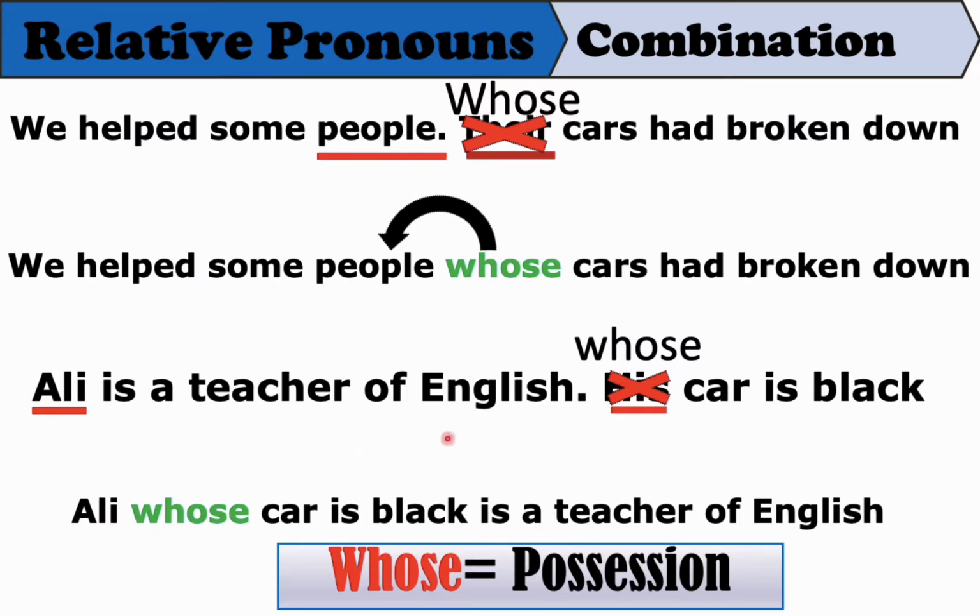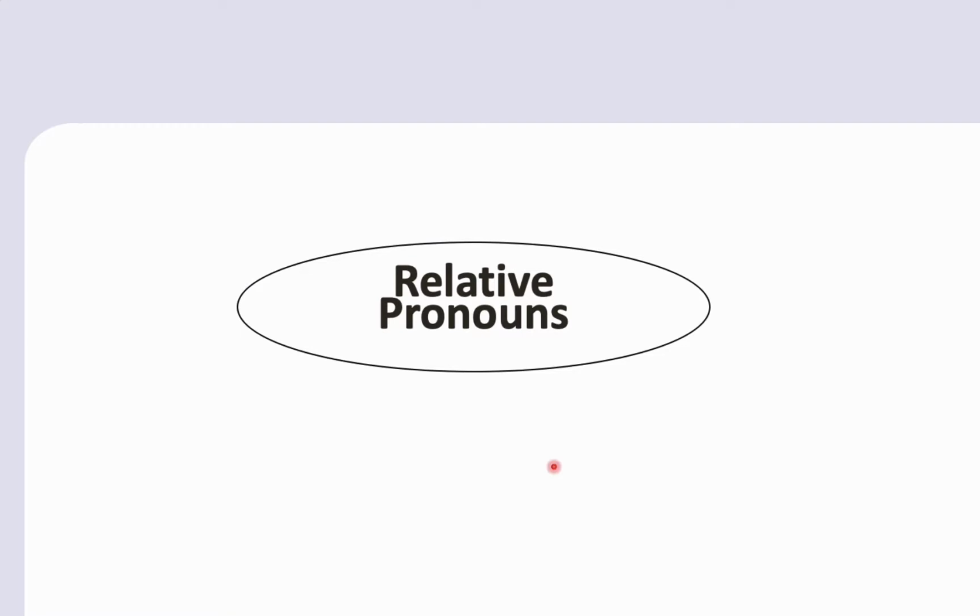So Ali, because we need to move whose right here. Why right here? Because whose refers to Ali. So whose refers back to Ali, so whose should be immediately after Ali. So Ali, whose car is black, is a teacher of English. Here we are talking about possession. When we have possession, we use whose. Okay, now let's move to a recap of the relative pronouns that we have seen so far.